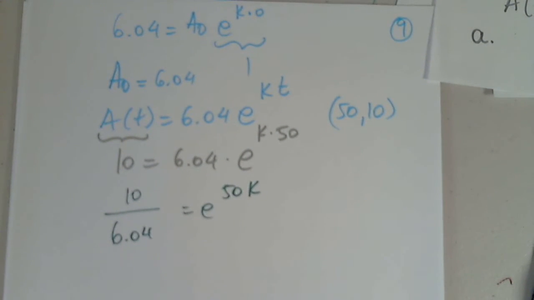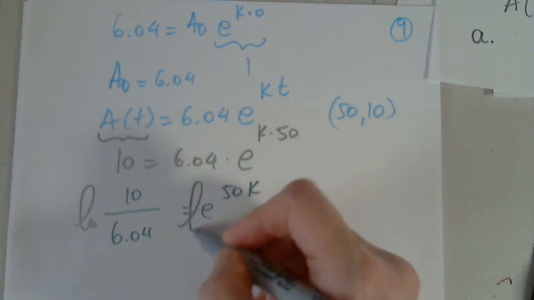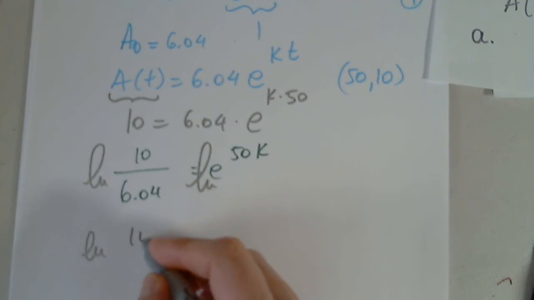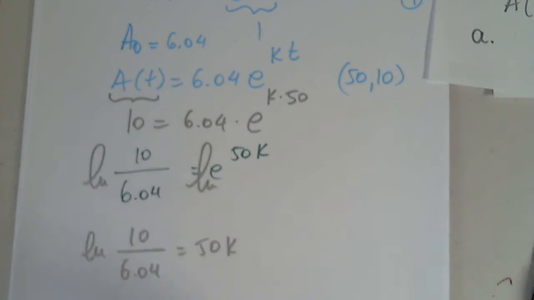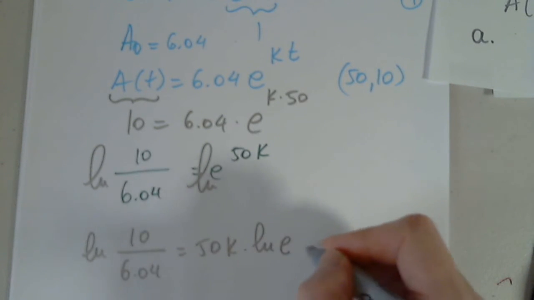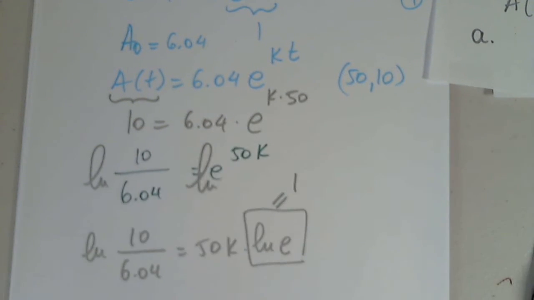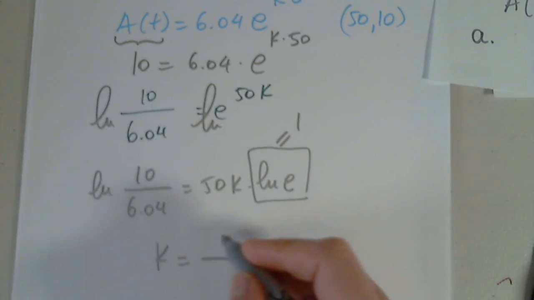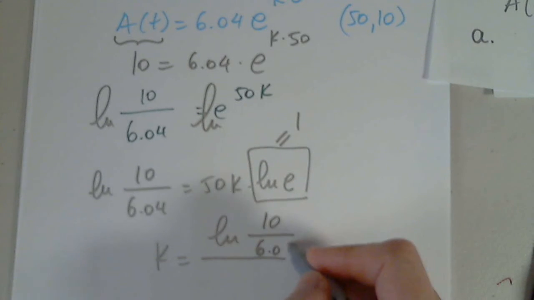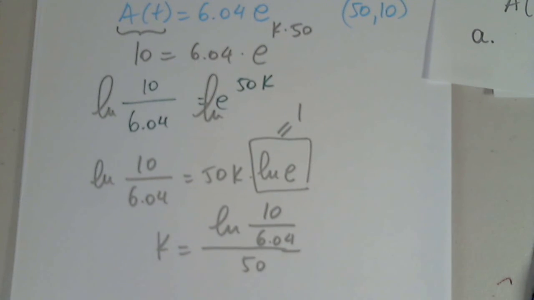Final step, what should I do? What should we apply to both sides? Log. Excellent, thank you very much. Natural log to both sides. So the left-hand side is natural log of 10 over 6.04. The other side is 50k, because natural log e is 1. I should write times natural log e. There is no need, because this equals 1. So therefore, k equals all this divided by 50. Natural log 10 over 6.04 divided by 50.